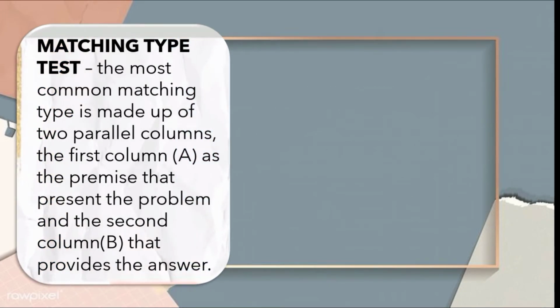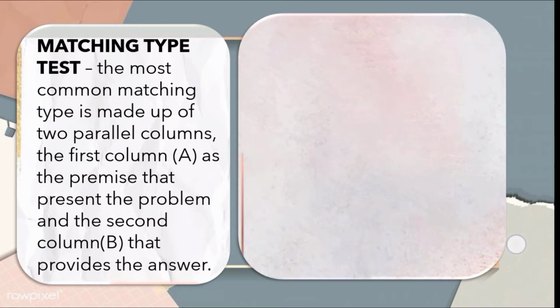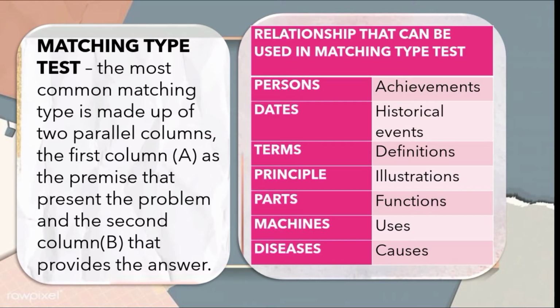This is the most common matching type, made up of two parallel columns. The first column A has the premise that presents the problem, and the second column B provides the answer. And here is an example.